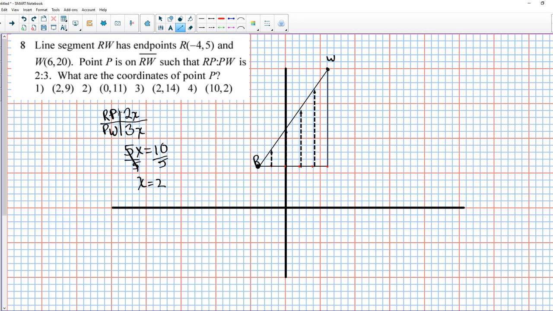Okay, now where are we going to place point P? Well, P is 2 units from R, right? RP is 2x. So I'm just going to go from R. I'm going to count 2 units, 1, 2, and I'm going to put a point right there. And as we can see, that point where I'm going to put my P is 0, 11. Number 2.